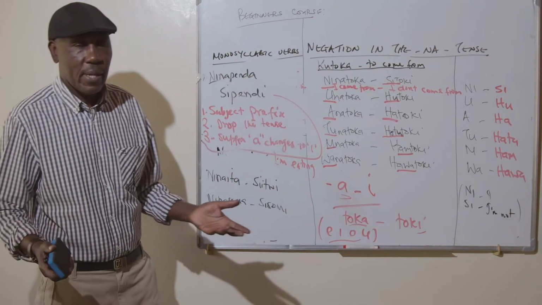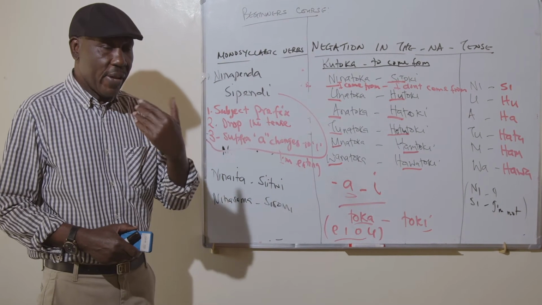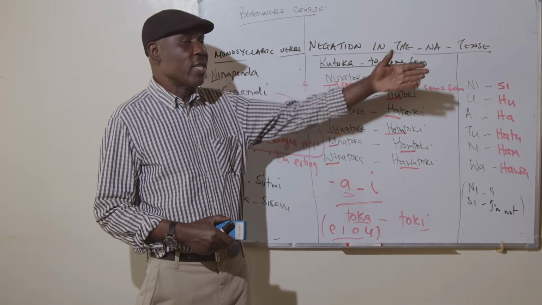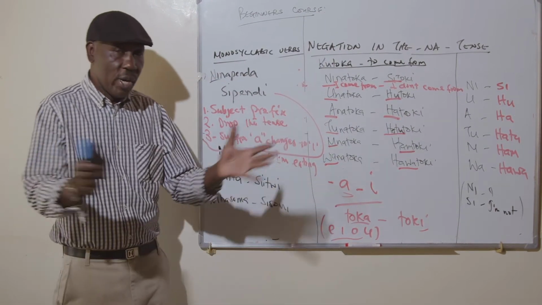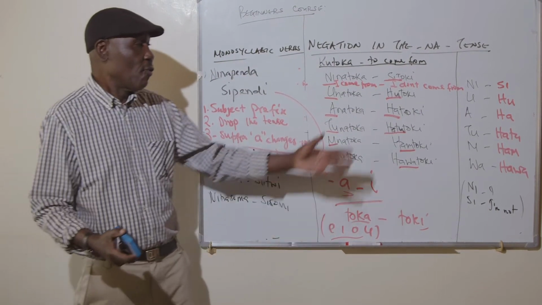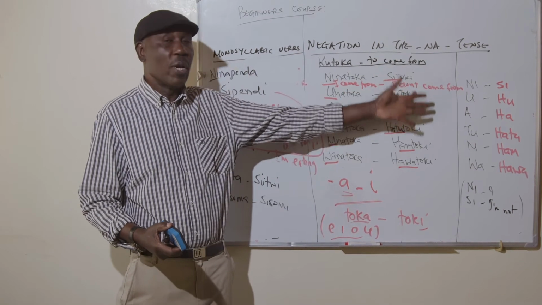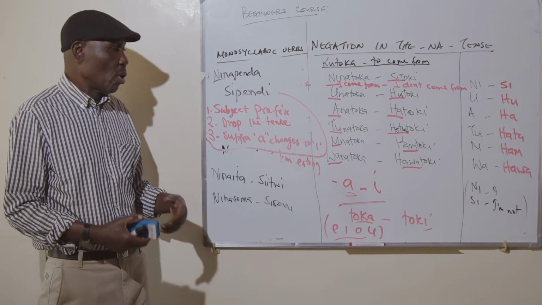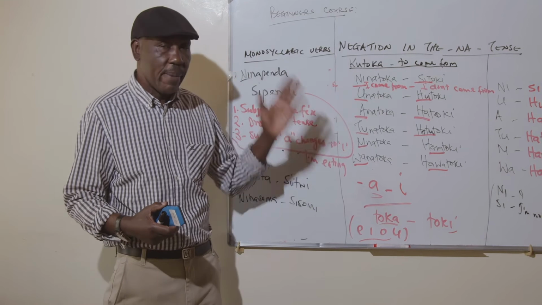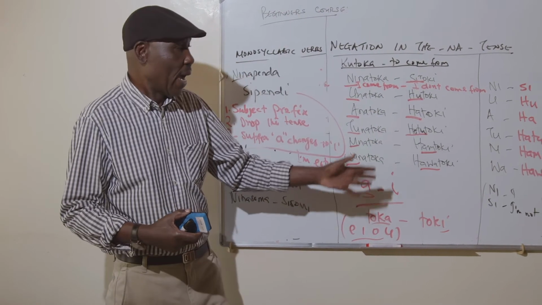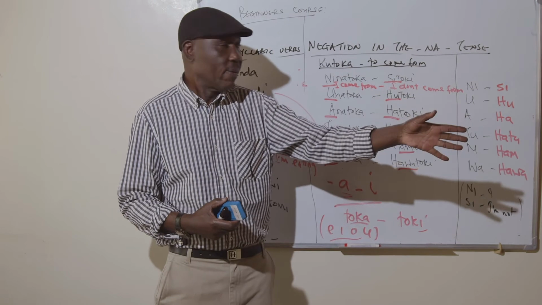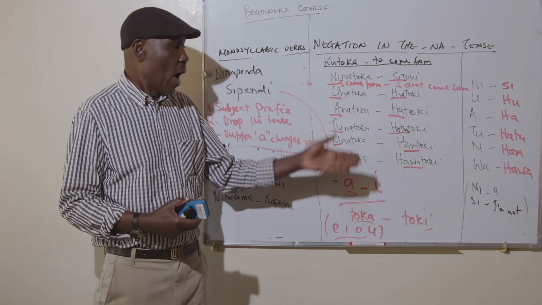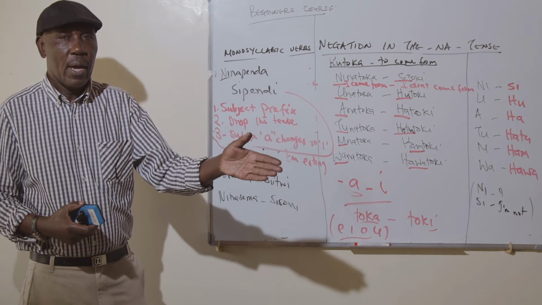And this one stays. When we come to other tenses, the now will change to something else. If you are conjugating, the conjugation will be the same, and if you're going to negate, you also have to negate the prefixes in that category. So it's always very important for you to remember your subject prefixes and the negation pattern. Ni, si. U, hu. A, ha. Tu, hatu. M, ham. Wa, hawa.